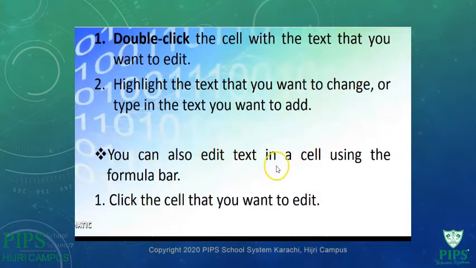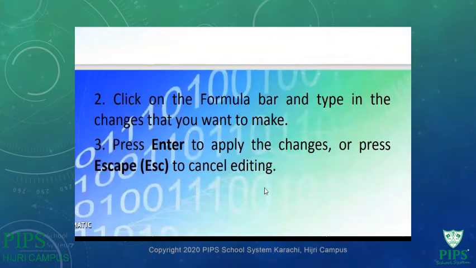You can also edit text in a cell using the formula bar. Click the cell that you want to edit. This is the way you can edit your cell. Click on the formula bar and type in the change that you want to make. Press enter to apply the changes or press escape to cancel editing. So this is the way you can edit in an Excel sheet, you can escape, or you can enter your data.